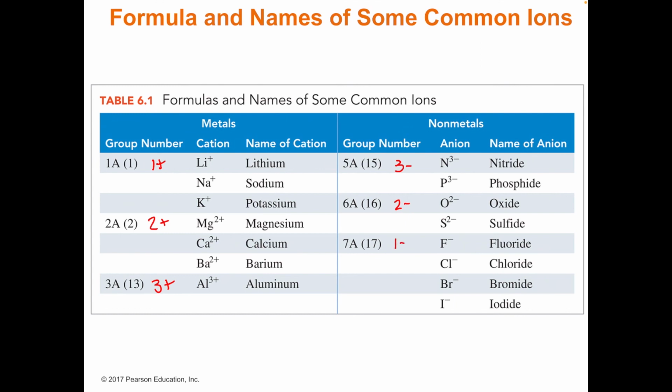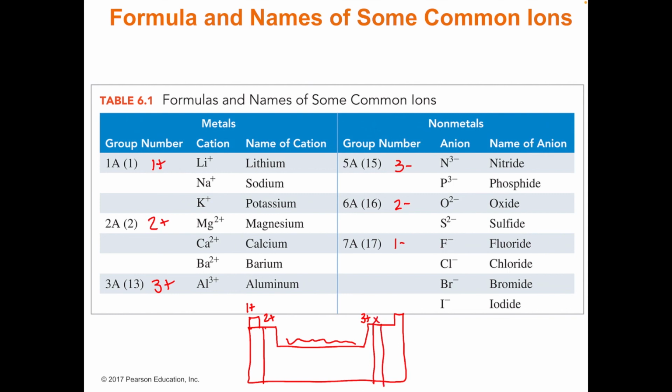So if we're looking at the periodic table, and this is going to be my sketch of the periodic table here. If we look at group 1A, they're all going to form a 1 plus. Group 2A will form a 2 plus. We're going to go ahead and skip these guys in the middle for now. Group 3A will form a 3 plus. We're going to skip group 4A for now. Group 5A will form a 3 minus.